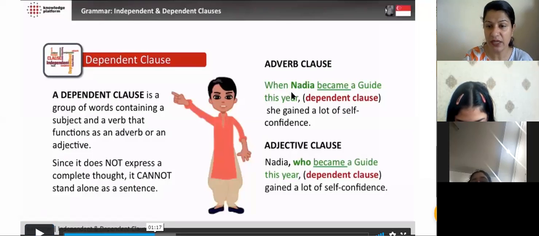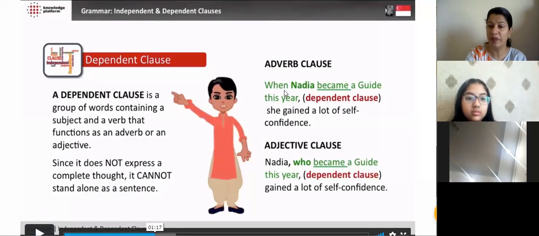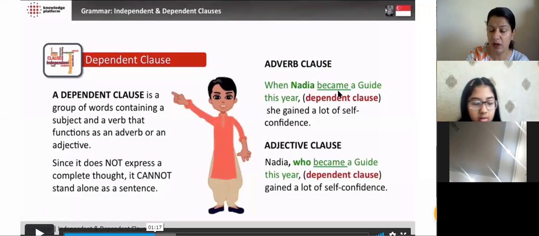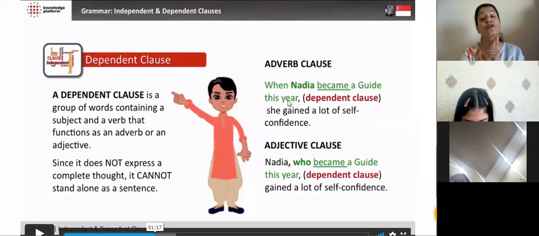The purpose is, see, when Nadia became a guide this year, this is a dependent clause. Why? Because became is the verb. When is your adverb. Just like we did yesterday. Remember, we did adverbial clauses yesterday. When is a subordinating conjunction showing that this whole green clause is an adverbial clause. Okay? Why? Because it is telling you when something has happened.